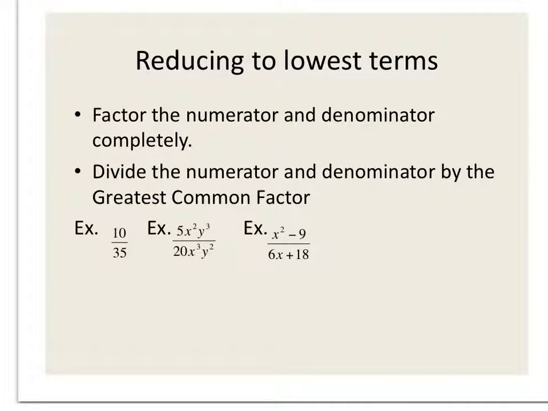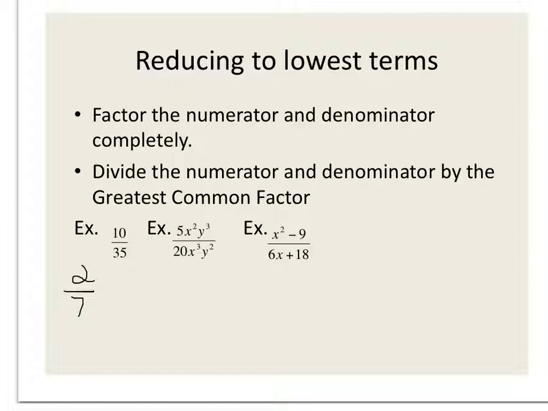Next, we're going to talk about how to reduce to the lowest terms. And the first thing you want to do is factor the numerator and denominator completely. Divide the numerator and denominator by the greatest common factor. Starting out easy, you have the first one, which is 10 divided by 35. Look for the greatest common factor. The biggest number that goes into both 10 and 35 is 5. So if you divide the top by 5, you get 2. And the bottom by 5, you get 7. That's reducing it to the lowest term.